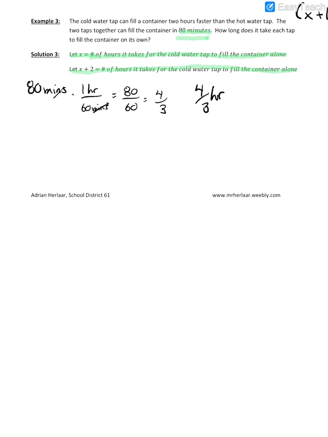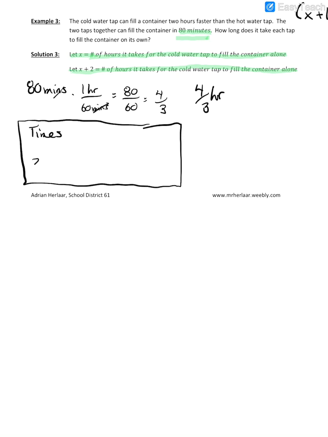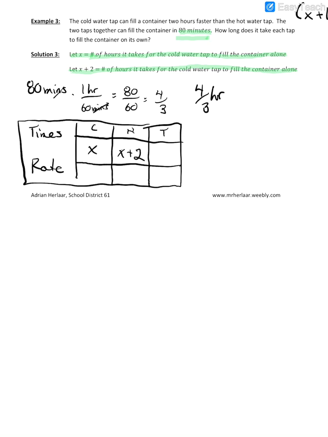So now we've got some time. And if we make a little table, just like we did last question, you can put some information in it. You can put some information about time, and we can put some information in rate. So we've got cold, we've got hot, and we've got together. We know that the cold water tap, we said at the beginning, takes x. We know that the hot water tap takes x plus 2 to fill by itself. And together, it takes them 80 minutes, so 4/3 of an hour.